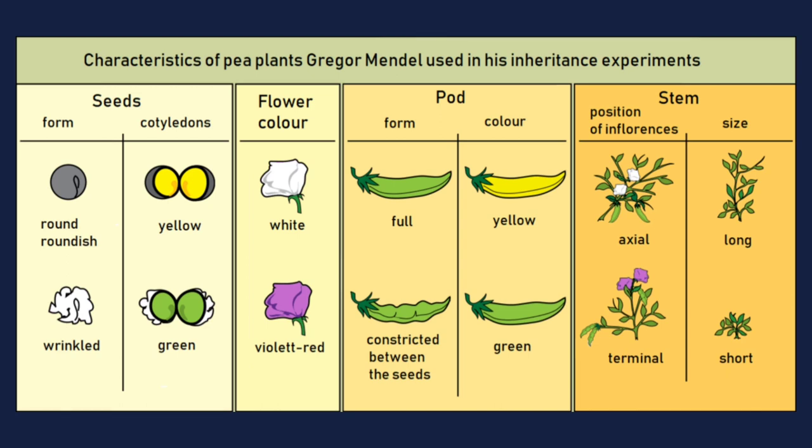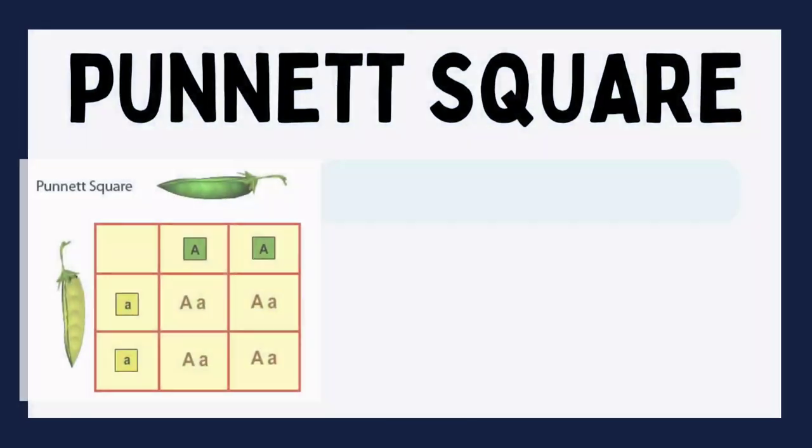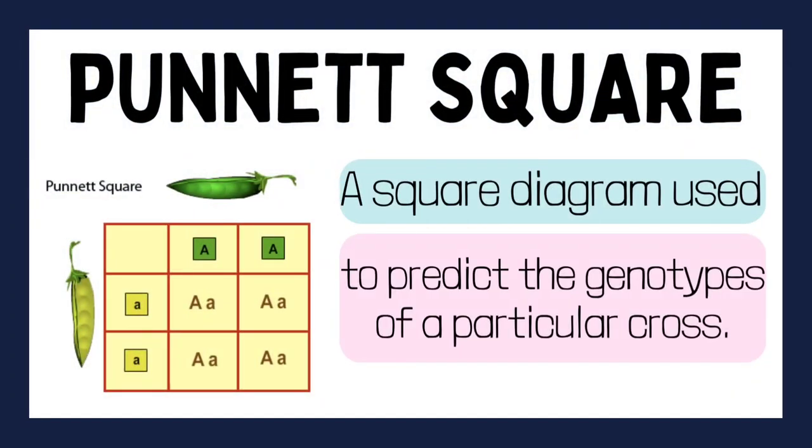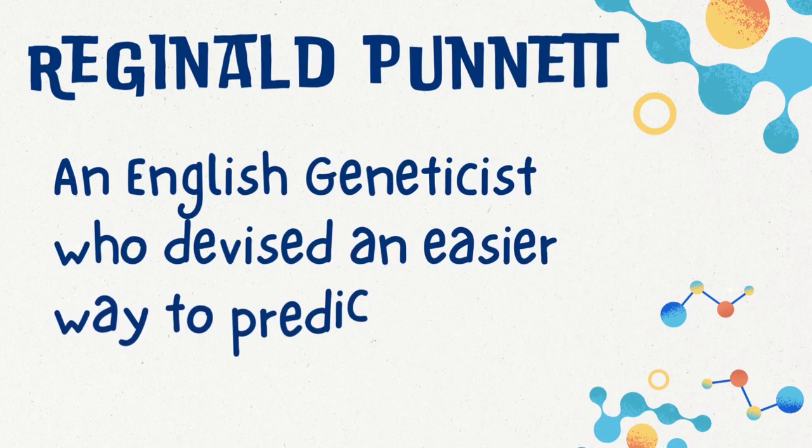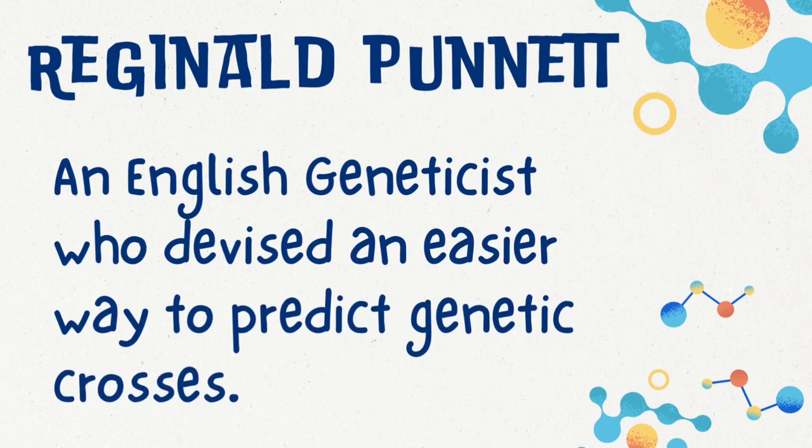Mendel predicted the possible genotypes of a particular cross by using a Punnett square, a square diagram used to predict the genotypes of a particular cross. Scientists really find ways to make things easier and understand things better. And it was Reginald Punnett, an English geneticist, who devised an easier way to predict genetic crosses.